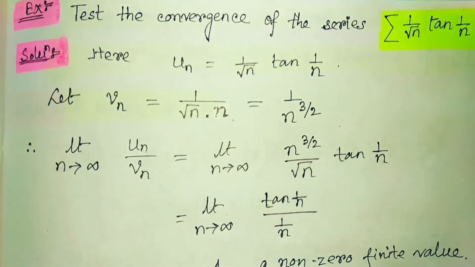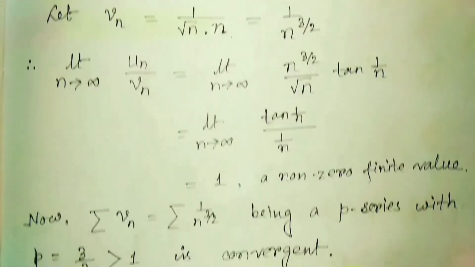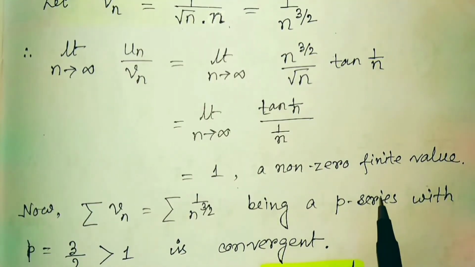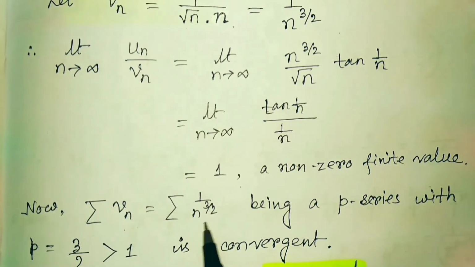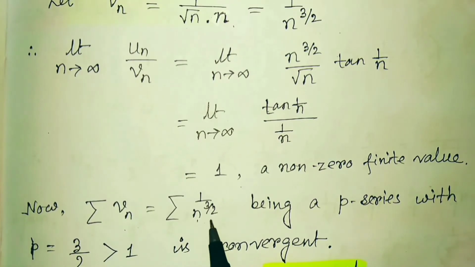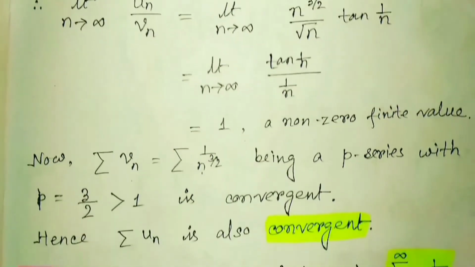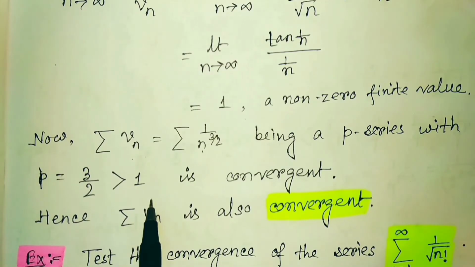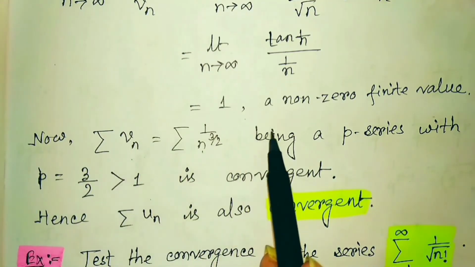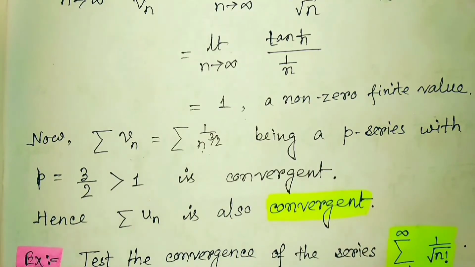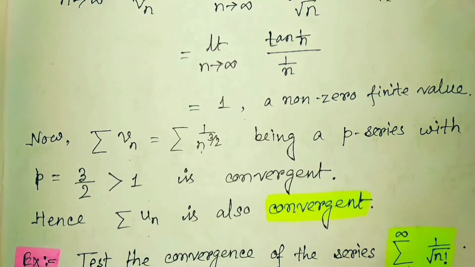Now the same way, we just apply the comparison test, take the limiting value, and here the limiting value is 1, which is a non-zero finite number. And as per our consideration, Vn is this one, which is again a P series, and the P value is 3 by 2. So that 3 by 2 means it is greater than 1. Hence, the Vn is convergent. As Vn is convergent and the limiting value is a finite non-zero value, we can say Un is also convergent.